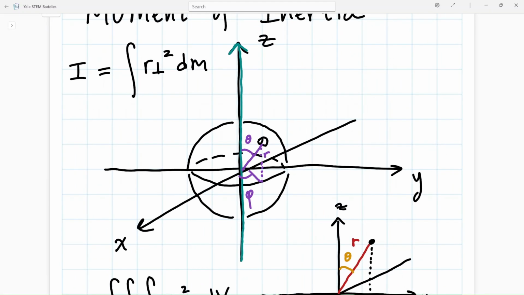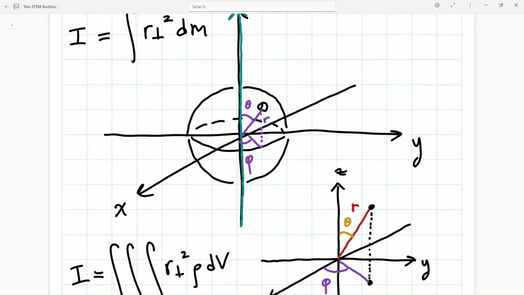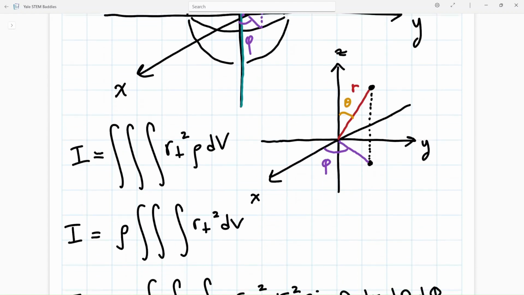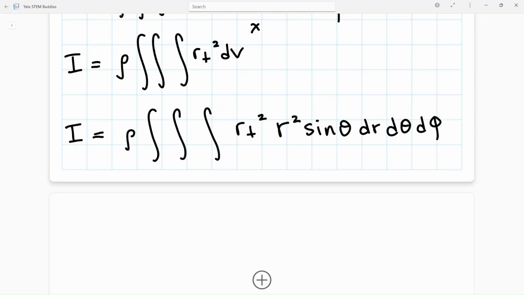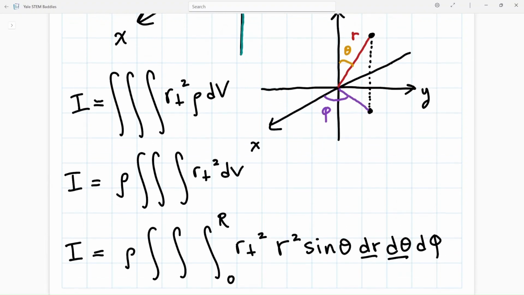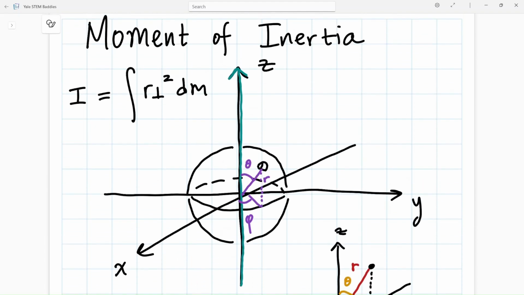Okay, so let's think about the bounds. For a sphere, we want to integrate over all points that have radius between 0 and big R, because that big R defines the end of the sphere. So our r is going to go from 0 to big R. Then what is our theta going to go between? Counterintuitively, you'd think it'd go from 0 to 2 pi, but I actually only want theta between 0 and pi, 0 up here and pi down here.